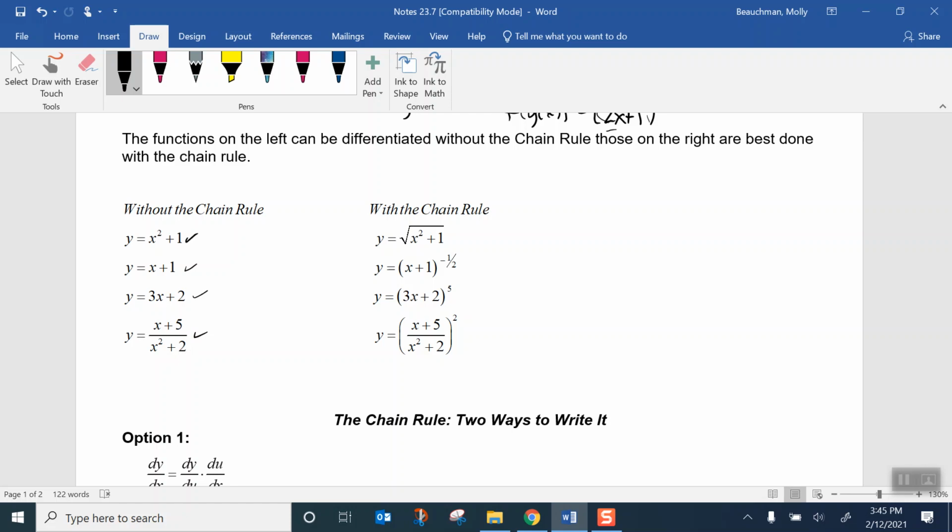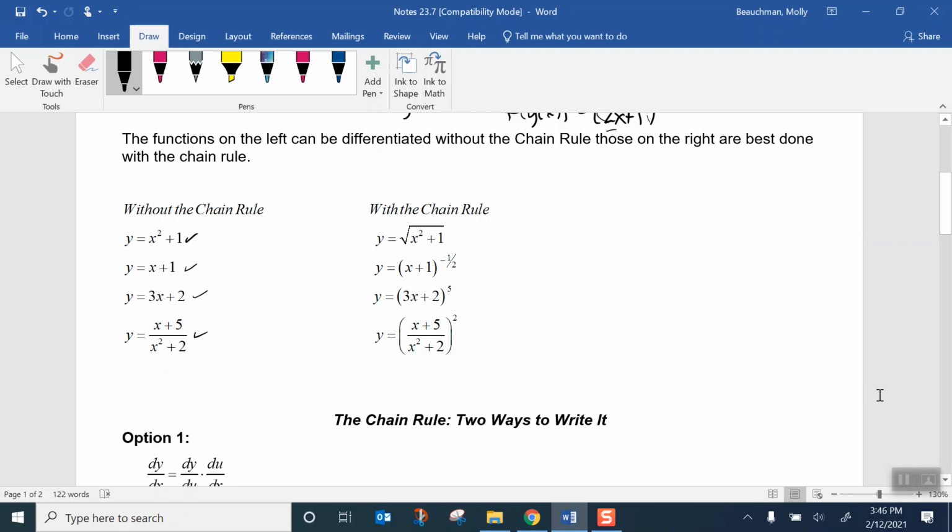Things that we need the chain rule for are if you take an expression like x squared plus 1 and then do another operator to it. For example, this is the square root of x squared plus 1. Or you take (x plus 1) to the power of negative 1/2. Notice all of these are taking the expressions on the left, putting parentheses around them, and taking them to either a power or a radical or even a negative power or a root.